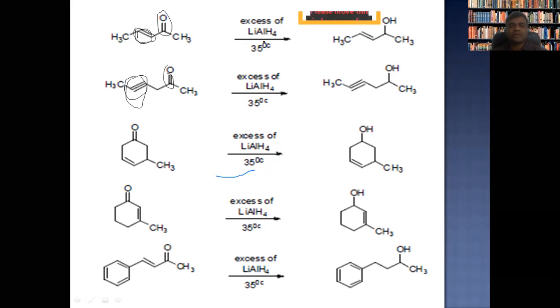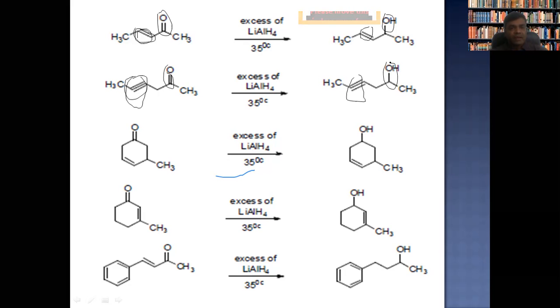So this example is self-explanatory: there is no reduction of the carbon-carbon double bond or carbon-carbon triple bond. Only the carbonyl group is reduced to secondary alcohol because it is a ketone. In both cases you can see the ketone is converted to secondary alcohol.